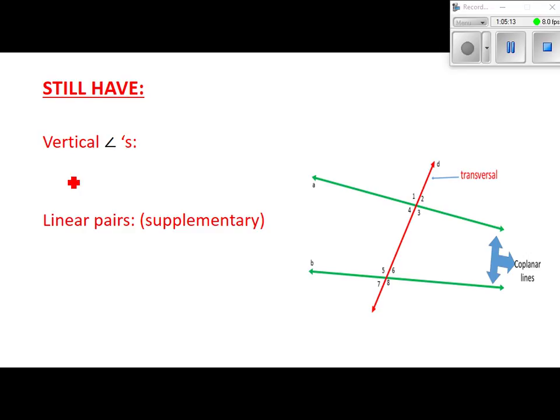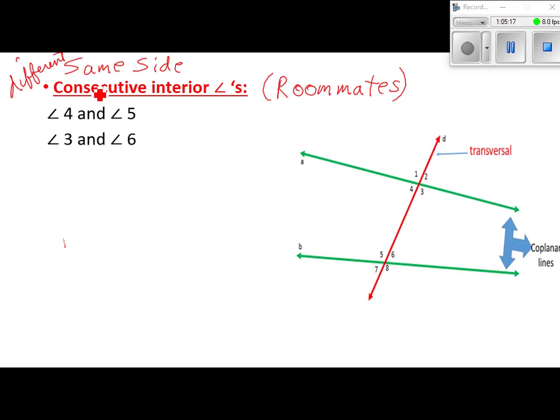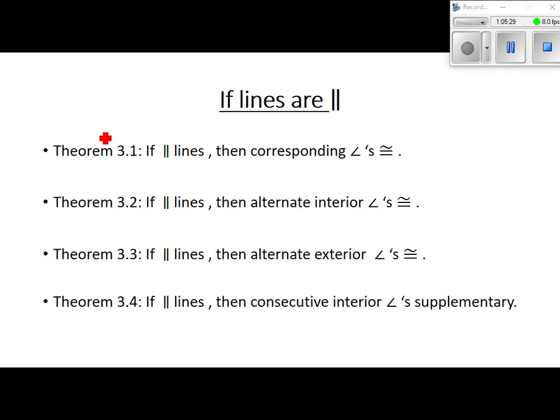You still got vertical. You want me to go back? Yeah. You still got vertical angles. You still got supplementary angles. You got all that in there. This is what we need right here. Write this down very, very quickly. These four theorems. These are the shortened forms of the theorems. Let's read the first one real quick before you start to write. What's this say?